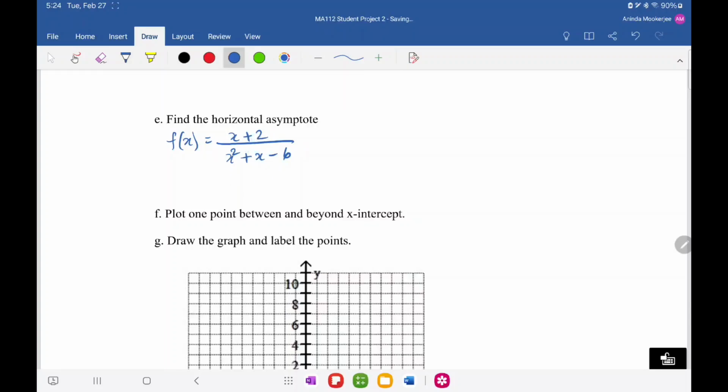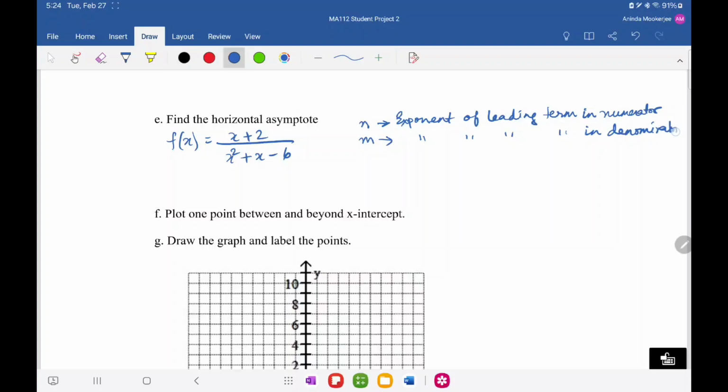How do we find the horizontal asymptote? We have to look at n and m, and then compare them. What is n? n is the exponent of the leading term in the numerator. What is m? It's the exponent of the leading term in the denominator. So over here, n is 1, the exponent of x in the numerator, so n equals 1. And m, the exponent in the denominator, is 2. So m equals 2. And then we do a comparison.